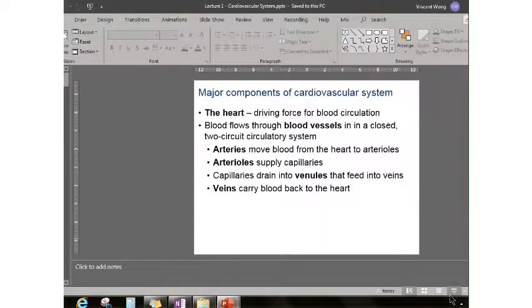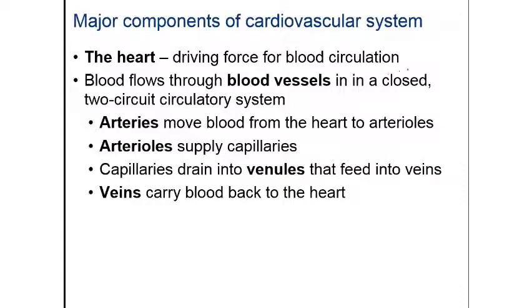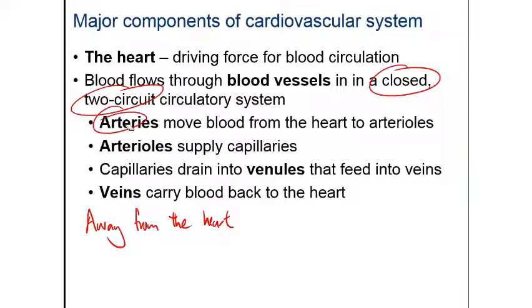Let's go back to the PowerPoint here. So in humans, we have a closed two-circuit circulatory system. In general, we have various blood vessels attached to the heart, and the blood vessels that carry blood away from the heart are going to be called arteries. A for arteries, A for away, and anything that returns blood to the heart is going to be called veins. So away from the heart equals artery, and returning blood towards the heart is going to be called veins.